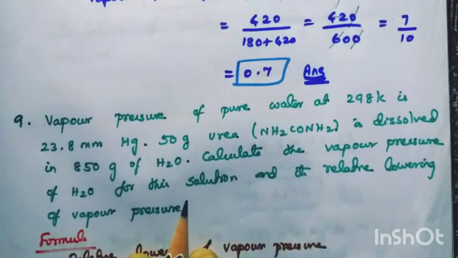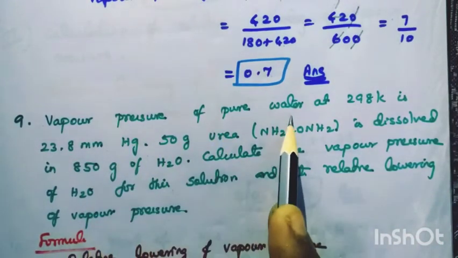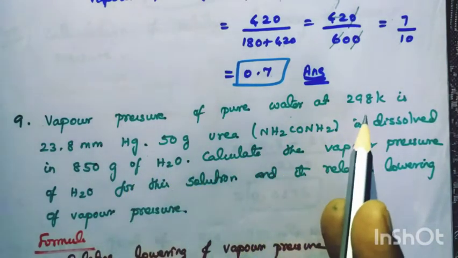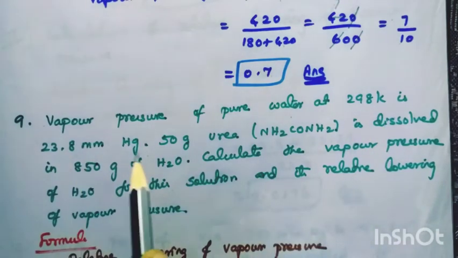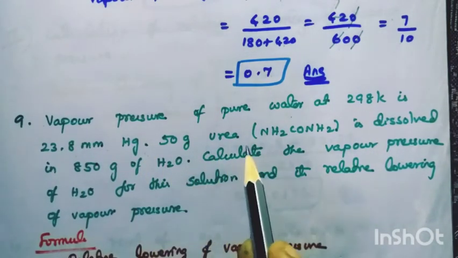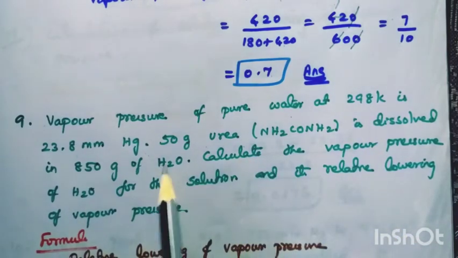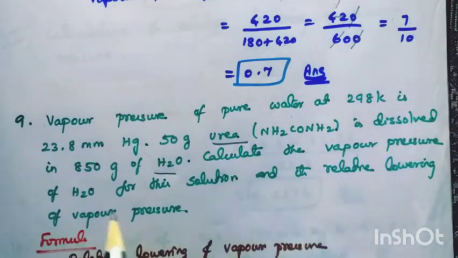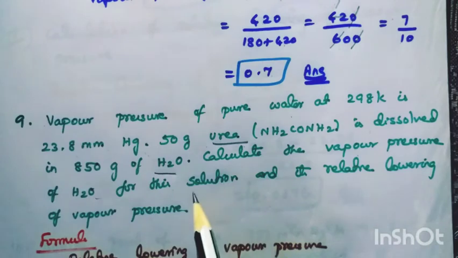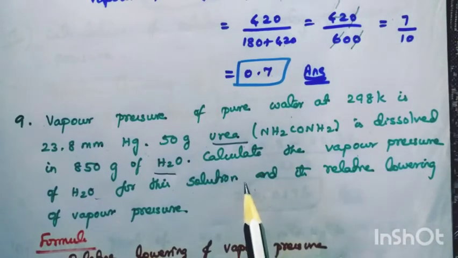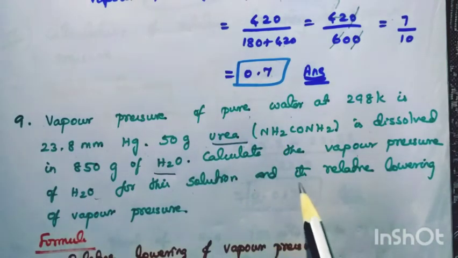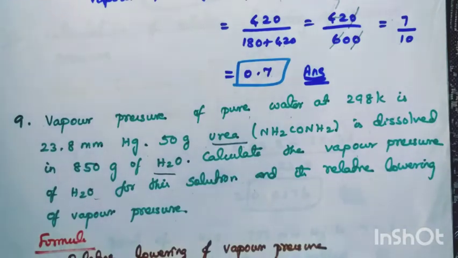And the next problem: vapor pressure of pure water at 298 Kelvin is 23.8 mm of mercury. 50 gram of urea is dissolved in 850 gram of water. So urea is the solute, and water is the solvent. Calculate the vapor pressure of water for this solution. Pure water is here; in solution, we have to calculate. We also have to calculate the relative lowering of vapor pressure.